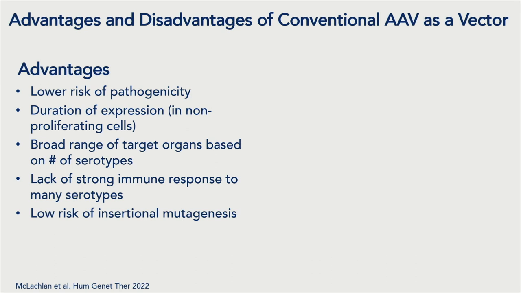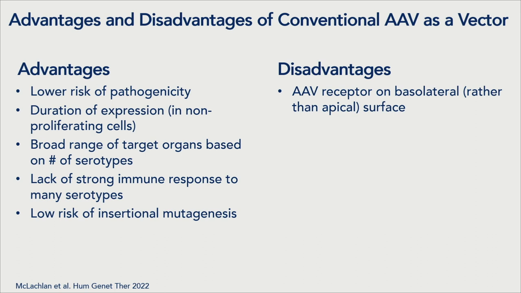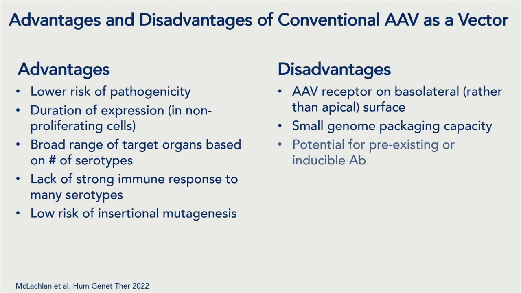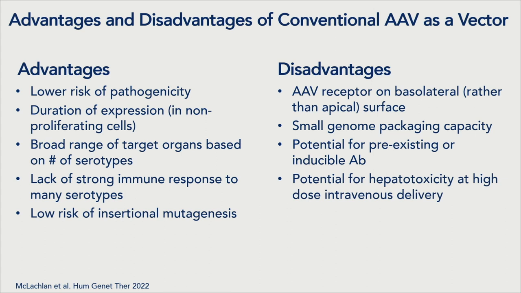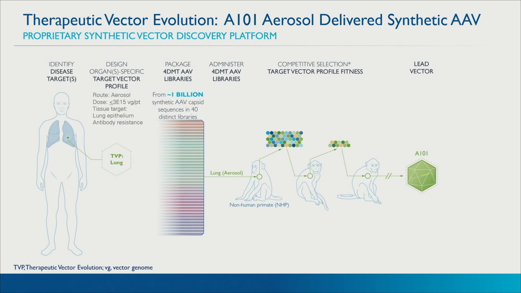There are some disadvantages. So the AAV receptor is on the basolateral rather than the apical surface, making it more difficult to reach. Also, it's got a relatively small genome packaging capacity. There is potential for pre-existing or inducible antibodies, and the potential for hepatotoxicity with high-dose IV delivery is present. And then finally, it's unclear if repeat dosing is going to be possible. However, there are, again, advantages in spite of some of those disadvantages.